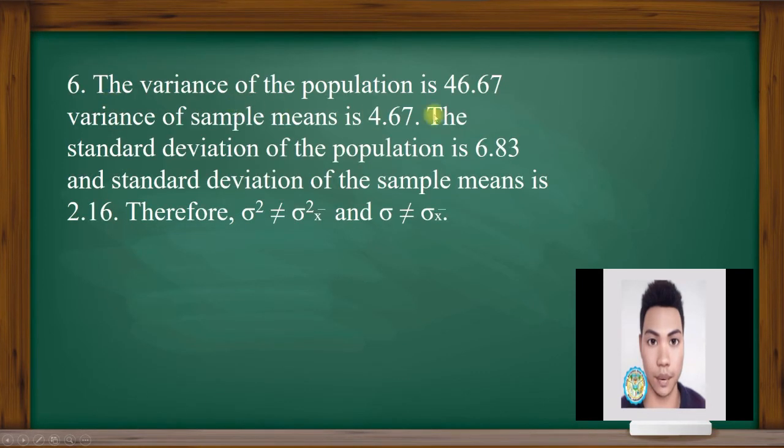So the variance of the population is 46.67 and the variance of sample means is 4.67, and also the standard deviation of the population is 6.83 and the standard deviation of sample means is 2.16. So therefore, the variances are not equal and the standard deviations are also not equal.